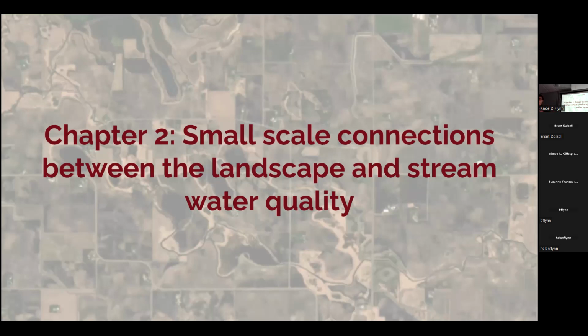Now I'll transition into the second chapter of my thesis, which is looking at these small scale connections between the landscape and stream water quality. We'll focus only on the very upper reaches of the watershed for this analysis, and we're going to consider two landscape variables.